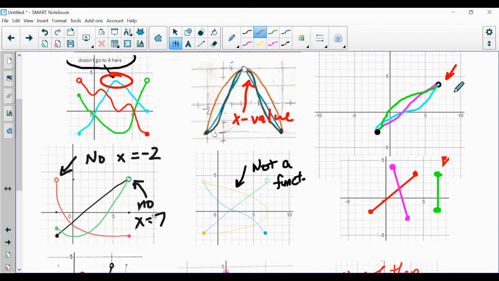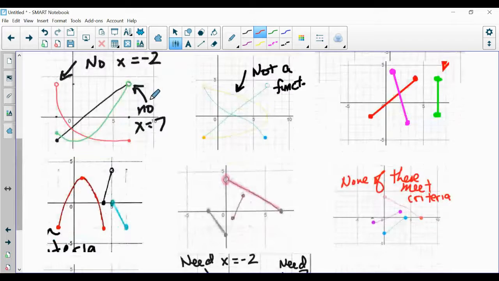This one, there's an X value that's missing at 7. This one, no X equals 7, no X equals -2. This one is not a function because the yellow or the orange one, whatever it is, is not a function because there are 2 values at the exact same X value, so it doesn't pass the vertical line test.